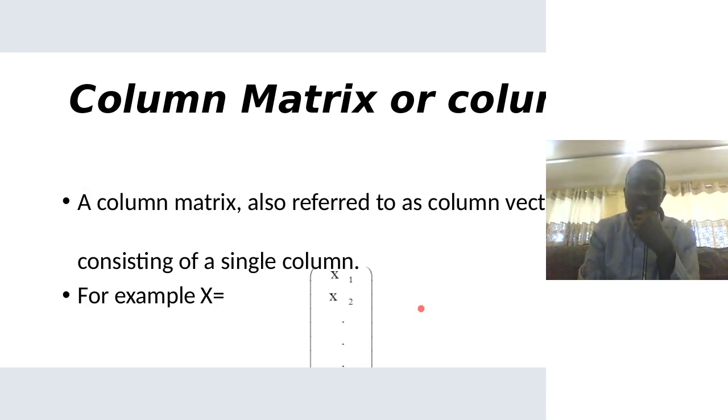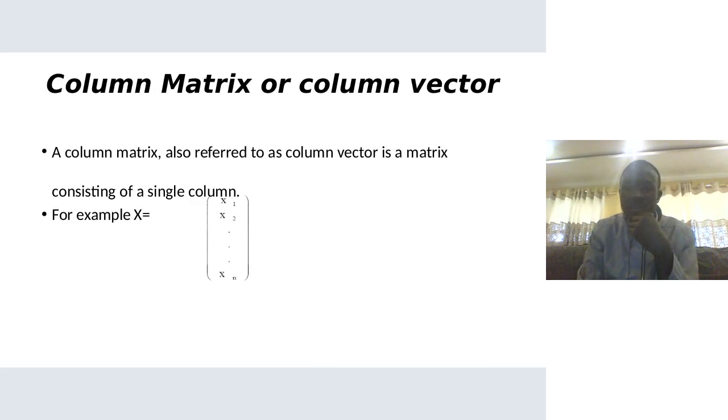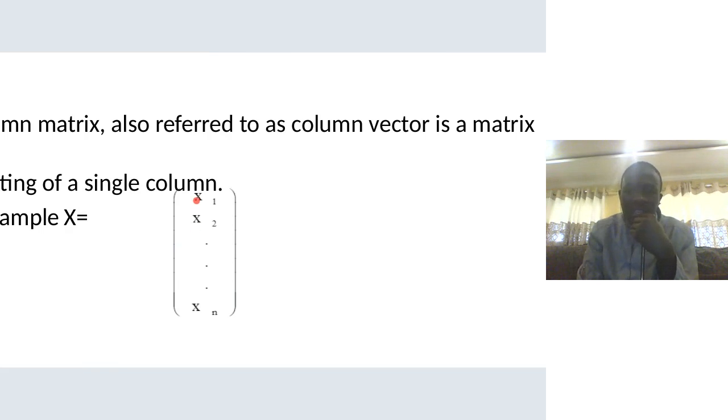The second property is the column matrix. A column matrix is also referred to as a column vector, and it is a matrix consisting of only one column, like the matrix X that we have given there. It only has one column, from X1 all the way to Xn. It is just a matrix with one column, so that will be referred to as a column matrix or a column vector.